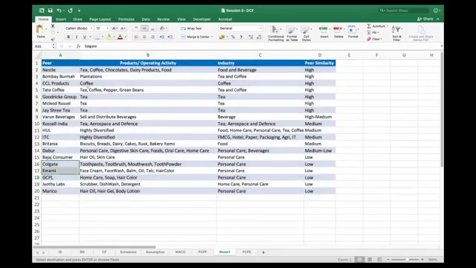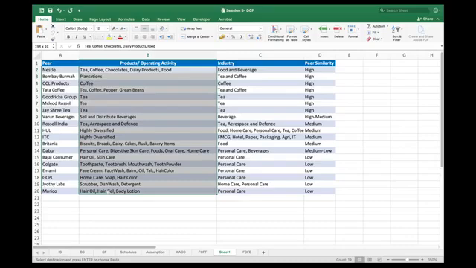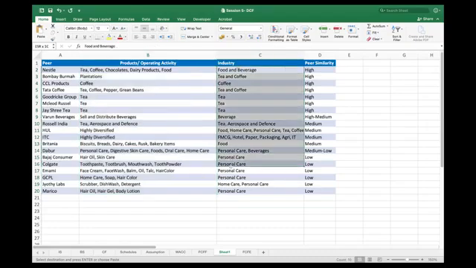So these are my companies. This is the products and operating activity. All these things you can easily get. You can also use ChatGPT, there also you can get everything. These are the industries. You see, the companies should be from the same industry.